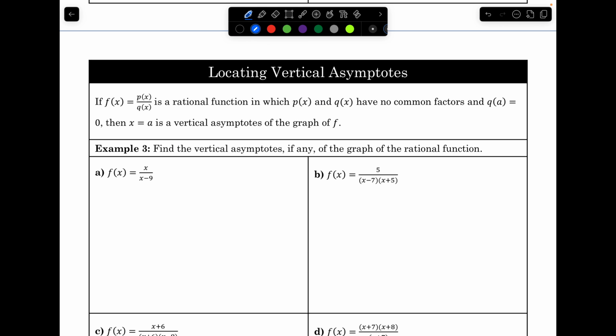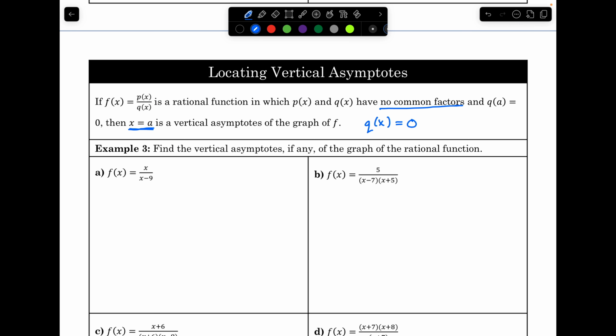So if f of x is equal to a rational function, again, p over q, in which p and q, again, have no common factor, that's going to be key here. Q of a, so the value that we plug in that makes the bottom equal to 0, a is going to be a vertical asymptote. So in other words, all I have to do is figure out what makes the bottom equal to 0. And at any x value that makes the denominator equal to 0, that's going to be the location of your vertical asymptote. But the key thing here is that it cannot have a common factor with the numerator.